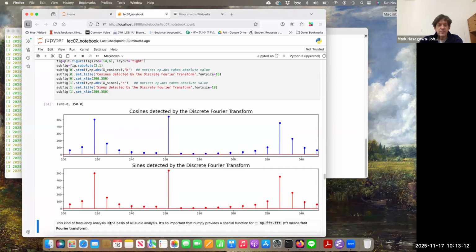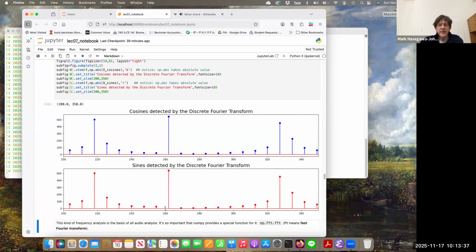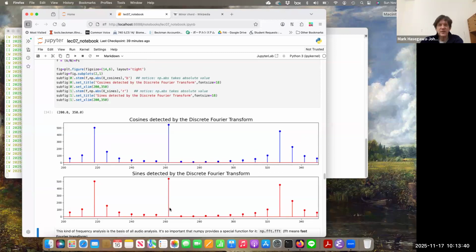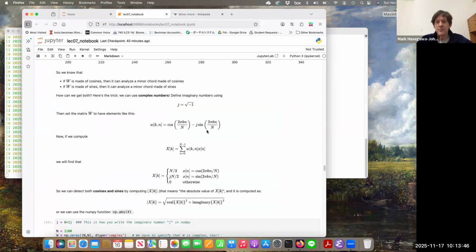And now you can see that regardless of whether I detect it using the minor chord constructed using cosines or the minor chord constructed using sines, they both have energy at 220 hertz for the root A tone, and at 260 hertz for middle C, and again at 330 hertz for the E above middle C. So in both of these two minor chords, we're detecting these three notes on the piano, A, C, and E. We can detect all three of those notes by multiplying by a capital W matrix that includes both the cosine and the sine.